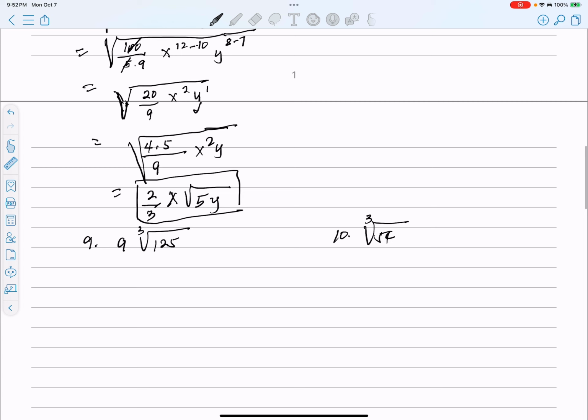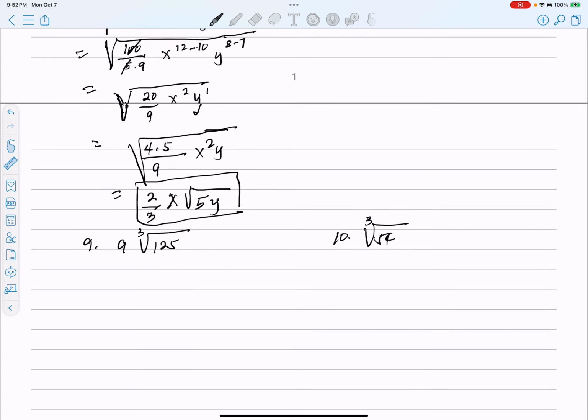Let's do something like a cube root. Okay? So 9 cube root of 125. What number, when we multiply 3 times, will give us 125? Isn't it 5 times 5 times 5? So the cube root of 125 is 5. So 9 times 5 is 45. Okay.